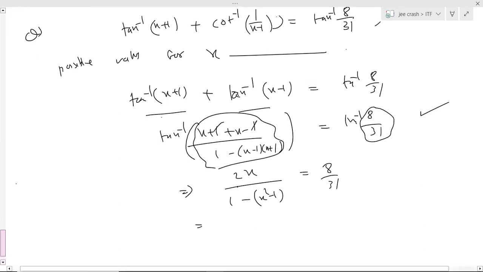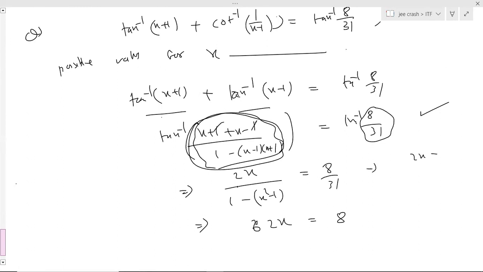So let's cross multiply. So 62x equals 8. Sir, can we directly equate the numerator and denominator? No, you cannot do that, right? You have to compare the angles as a whole. Okay, you are doing this: 2x equals 8 and 1 minus (x square minus 1) equals 31. Yes, sir, because I thought it was a fraction, so we can equate it.